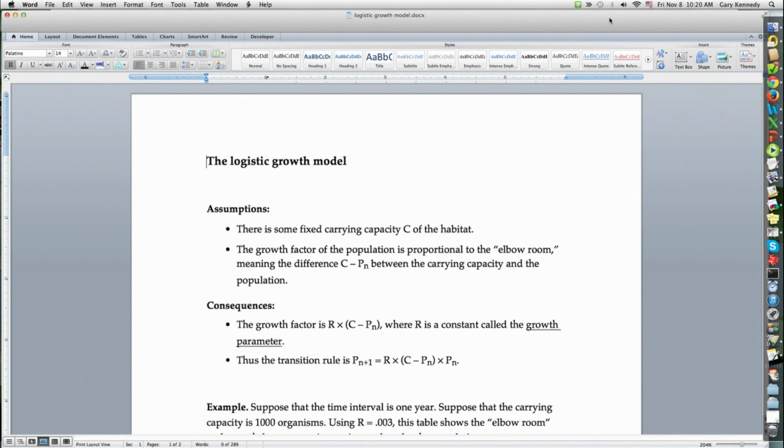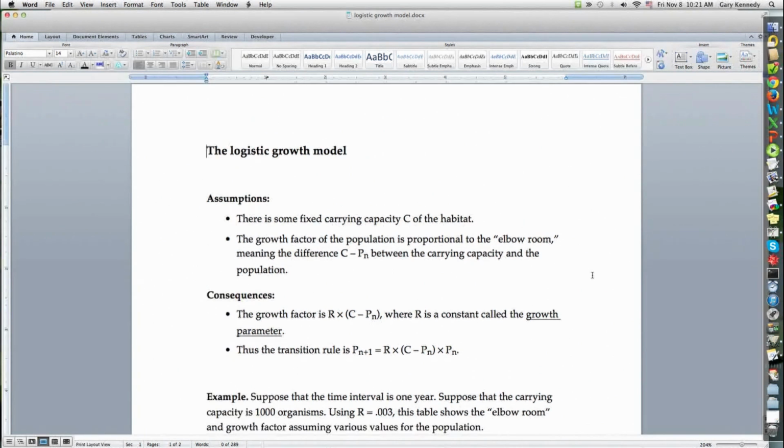So what does the transition rule say? It says multiply the population at time n by this growth factor, and then you'll get the population at time n plus 1. So there's the transition rule. Population at time n plus 1, which is pn plus 1, is r times c minus pn times pn. So as a practical matter, what are you doing when you're calculating here? You're always multiplying three things together. The first one is the fixed growth parameter. The last one is the current population, and then the one in the middle is the elbow room, which of course really also depends on the current population.